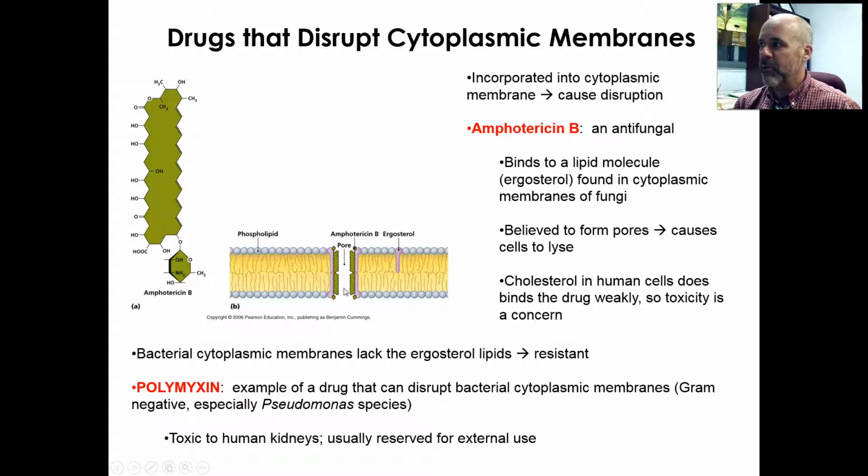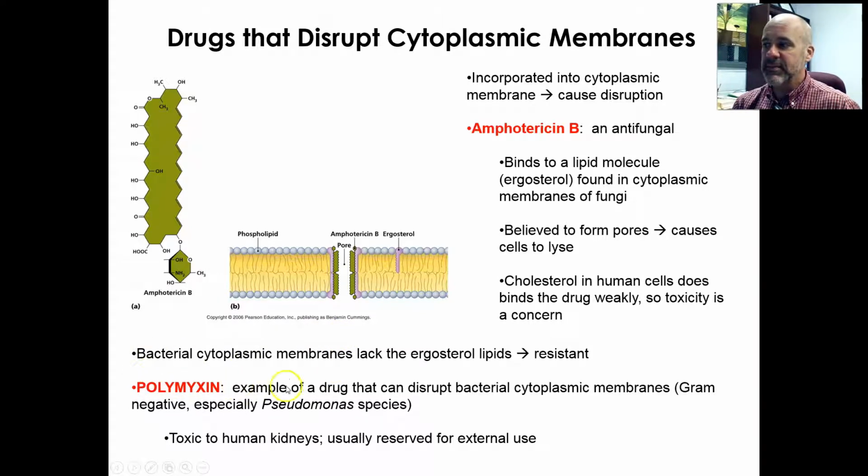They lyse or burst. Now, you have to be careful with this drug, because if you take it at too high of a dose or for too long of a period of time, it can be toxic, because amphotericin B also weakly attaches to the cholesterol that we have in our cell membranes. So if you take too much of the drug, that's going to increase the likelihood that the drug is going to wind up poking holes in your cell membranes as well. That would not be a good thing. Amphotericin B does not work against bacteria. Bacterial cytoplasmic membranes don't have ergosterol in them.